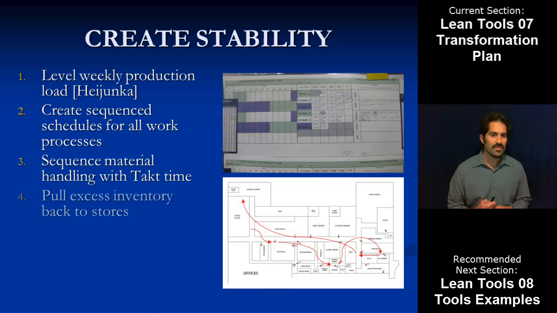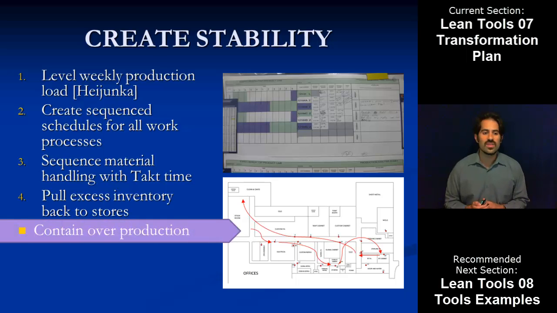Then we also want to make sure, from a materials handling standpoint and an inventory standpoint, that we're sequencing our material handling with takt time, right? We want to make sure that we're not delivering material at odd times or the wrong time. So we want to make sure that that is included in this as well. And then the last thing, if we have excess inventory and in-process stock on the floor or in the process, we want to pull it back. If it's not needed right at that moment, we want to pull it back. And the reason we're doing these first four things is it's really a first big step to contain overproduction, which helps us create and sustain stability.